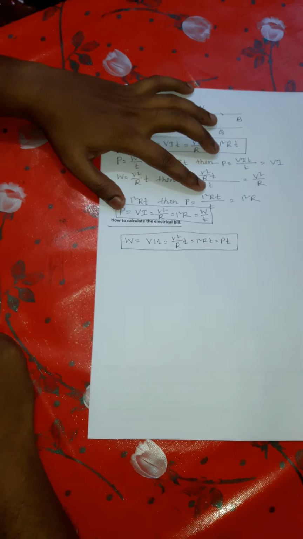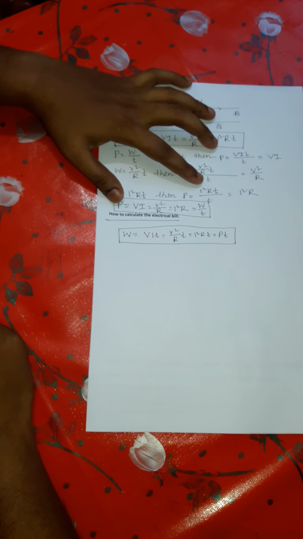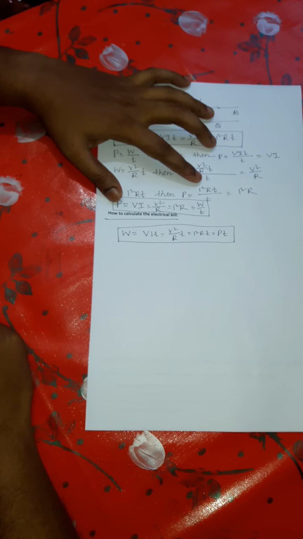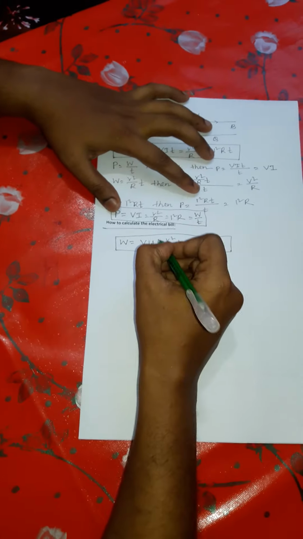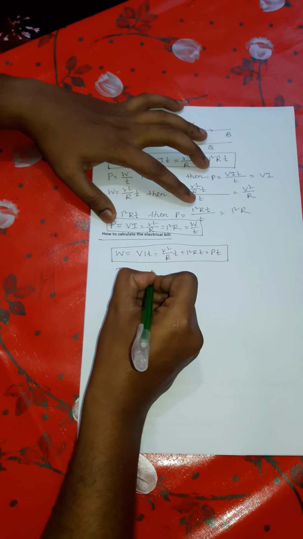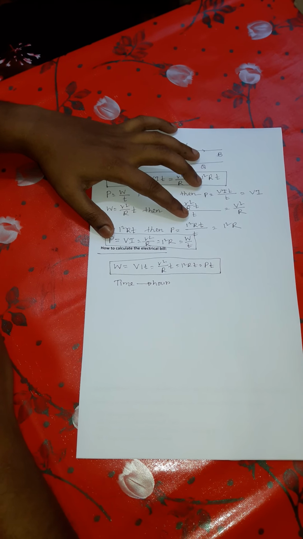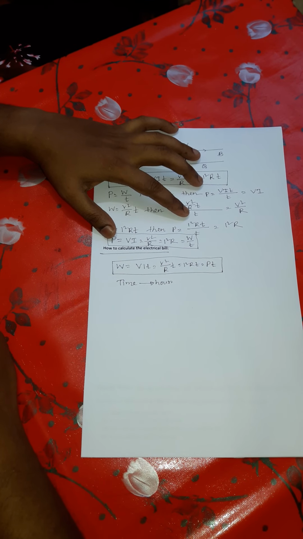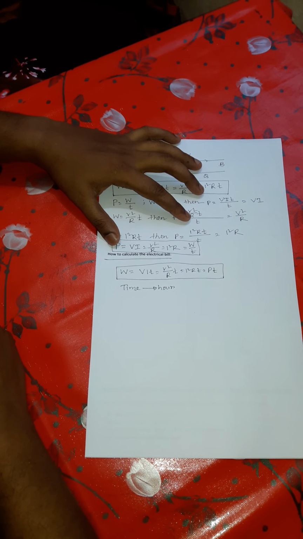Now I need to use this equation. Before using this equation, we need to know two things. The first one is that we want to convert the time in terms of hour. So there is no need to convert time into second to calculate the electric bill. In this step, time must be in hour format.